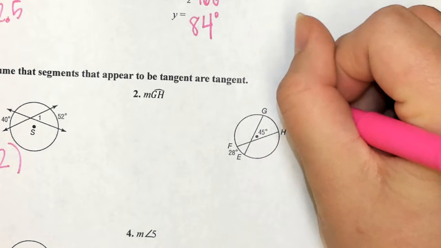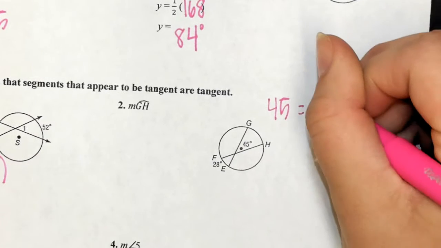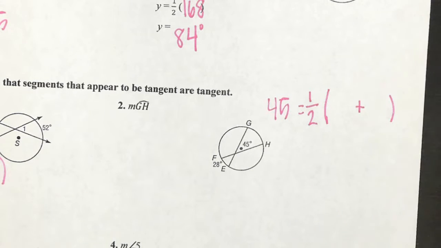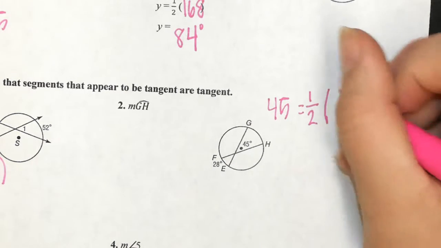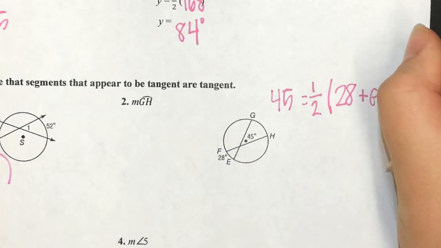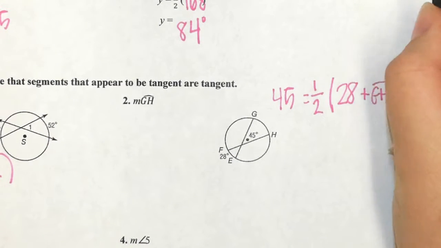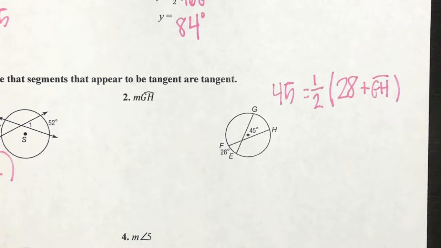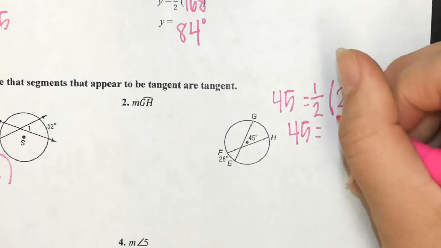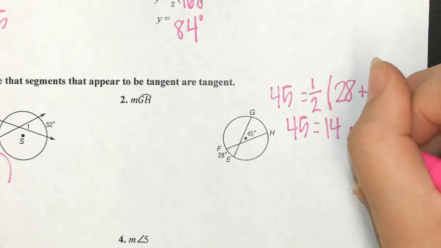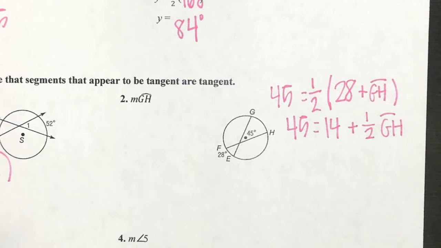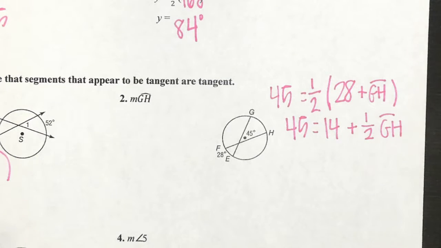So 45 is equal to 1/2, and I need to add the arcs. Well, I know one of them is 28, and the other one, let's call it arc GH. So, here we go. Take and distribute. Half of 28 is 14. And then half of arc GH. Subtract 14, multiply by 2. Yes?